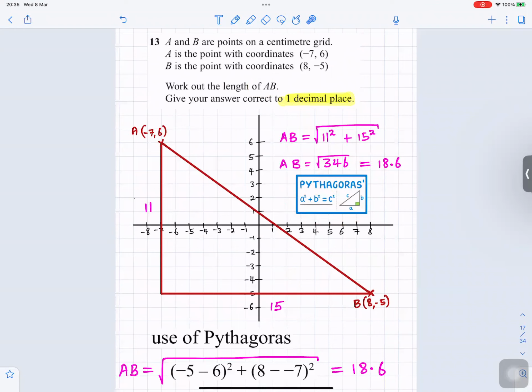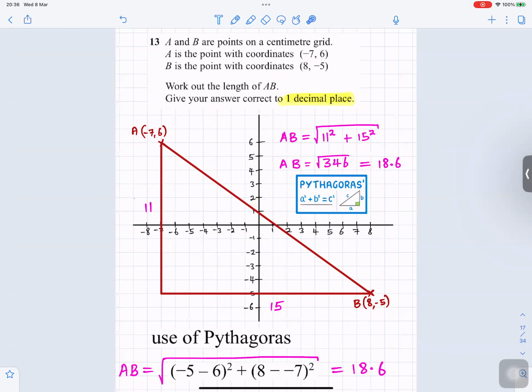So you mark the points -7, 6 on the graph and 8, -5. You join the points with a straight line and complete a right angle triangle. That's 90 degrees there. So this distance is 11 and this one is 15. To find the length AB using Pythagoras, it's 11 squared plus 15 squared, and the square root of that gives you 18.6. So 18.6 is the length of AB.